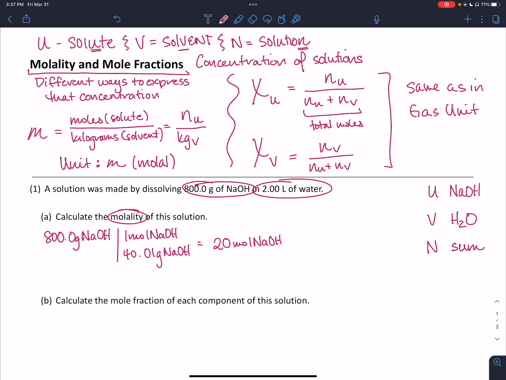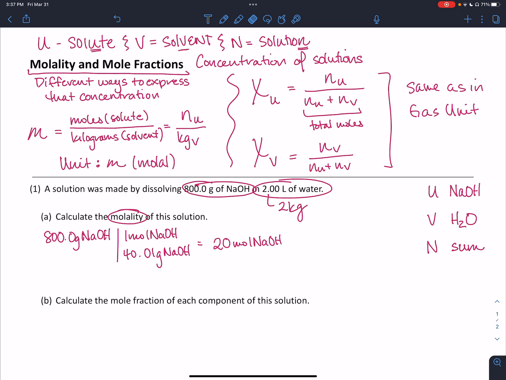The other part is kilograms of solvent. My solvent is H2O. I have 2 liters, right? Now, I know that for every gram, I have 1 milliliter based on the density. So for every liter, I have 1 kilogram, so this is actually 2 kilograms of water.